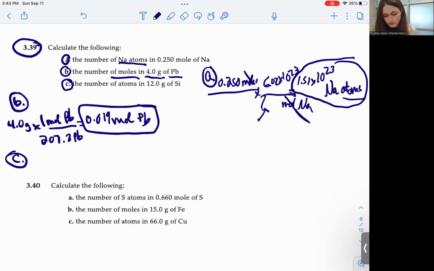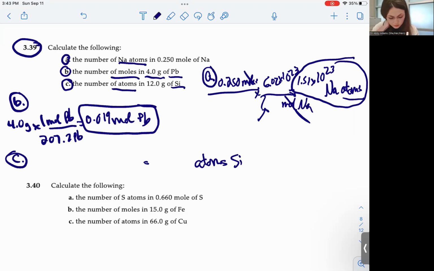All right, find the number of atoms in 12.0 grams of silicon. So what can we do? We have grams of silicon and we want atoms. So you need to connect the dots. We know what we want: silicon atoms. So we know we're going to use Avogadro's number, right? This is going to be a little bit bigger problem.